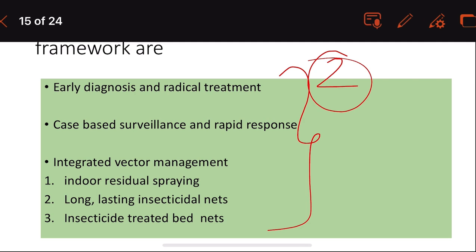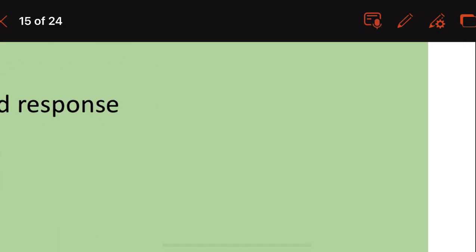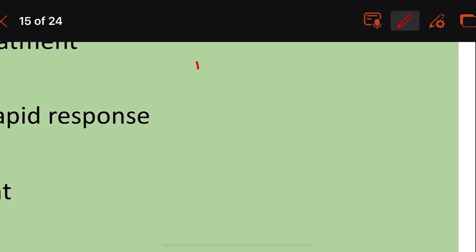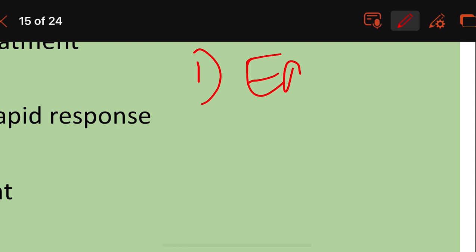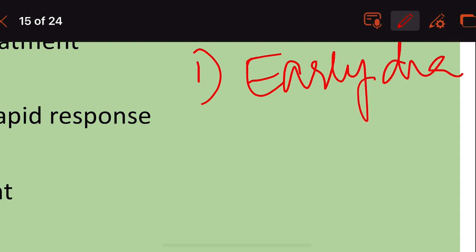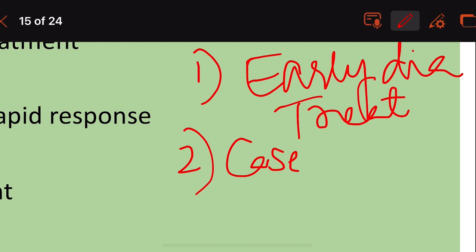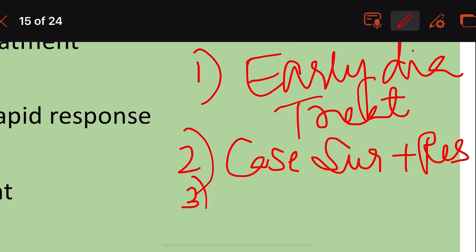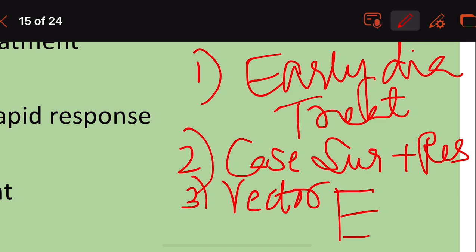What are the points? Let us try to recall them. What did we study guys? The first thing, we will perform early diagnosis and give prompt, correct, or we can say radical treatment. Next, case-based surveillance and rapid response to that surveillance. Third, integrated vector management, by residual spraying, long-lasting insecticidal nets, and insecticide-treated bed nets.